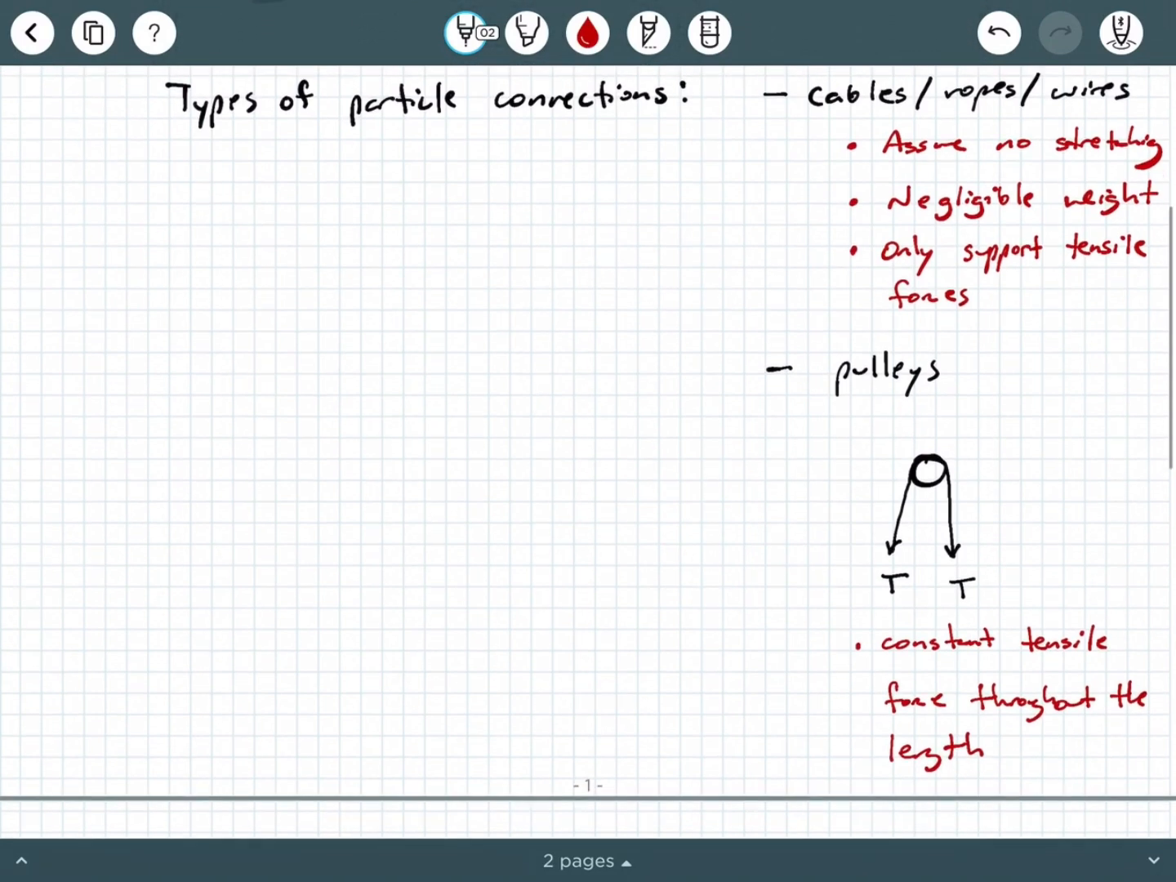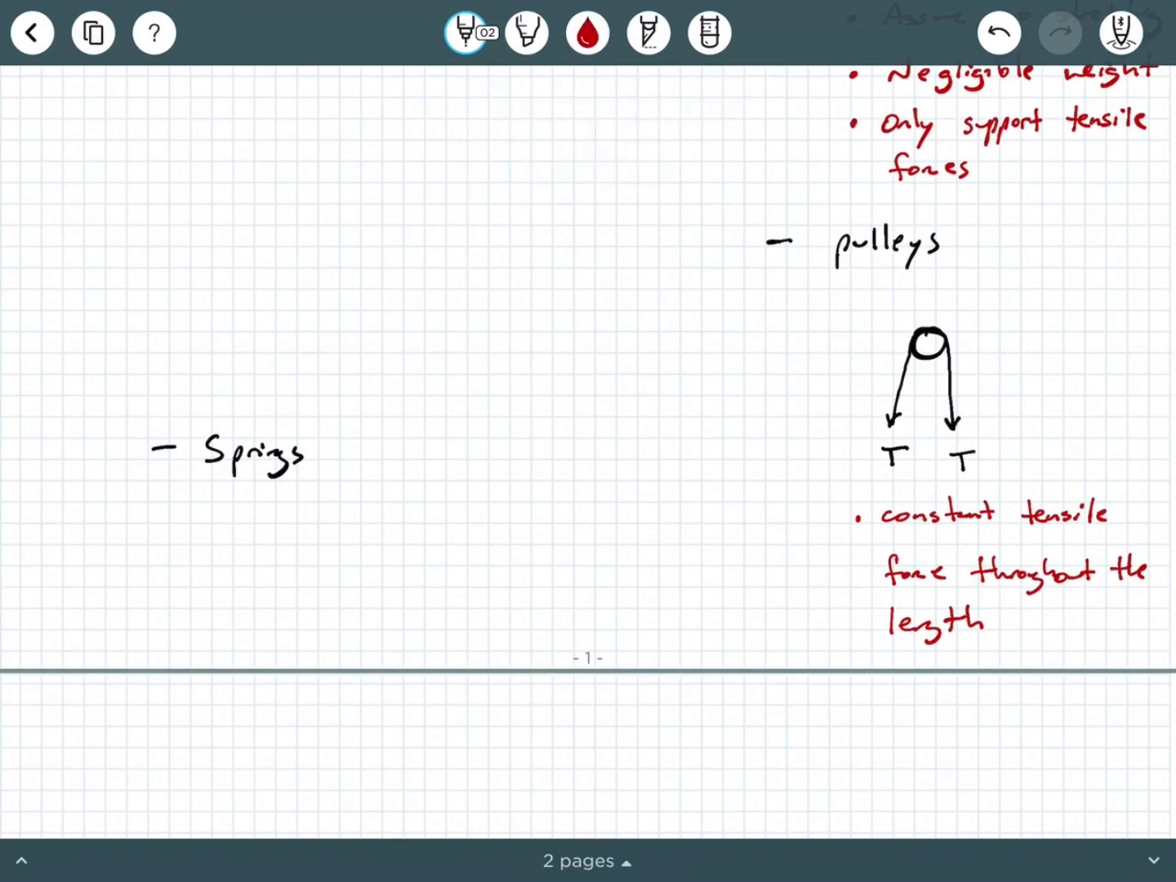So those are two common types of particle connections. Now the last one is going to be springs. So I'm going to write over here springs. For springs, we assume that they can stretch.